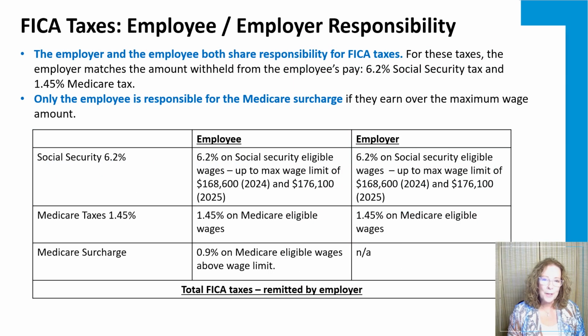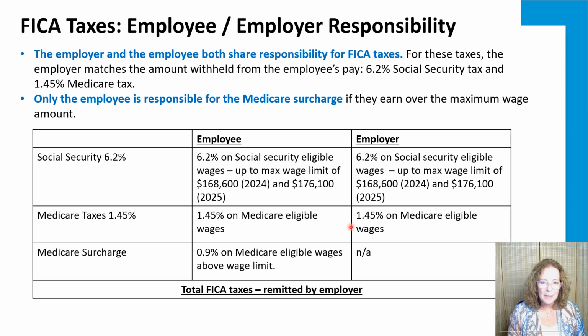So how does it all work? Let's start by examining the FICA taxes, specifically the responsibilities of both the employee and the employer. As we mentioned earlier, both the employer and employee share the responsibilities for FICA taxes. The employer matches the amount withheld from the employee's paycheck for these taxes. The employee has 6.2% withheld for Social Security and 1.45% for Medicare tax. In addition to the amounts withheld from the employee's pay, the employer is required to pay an equal amount.